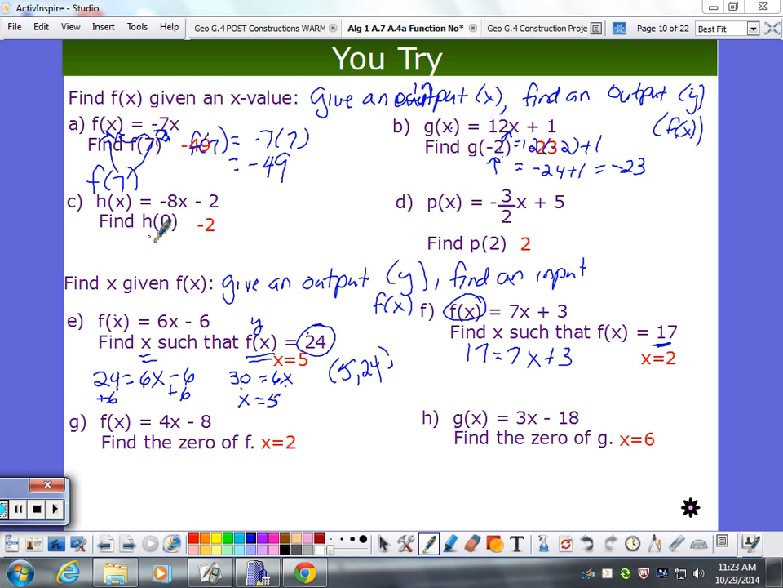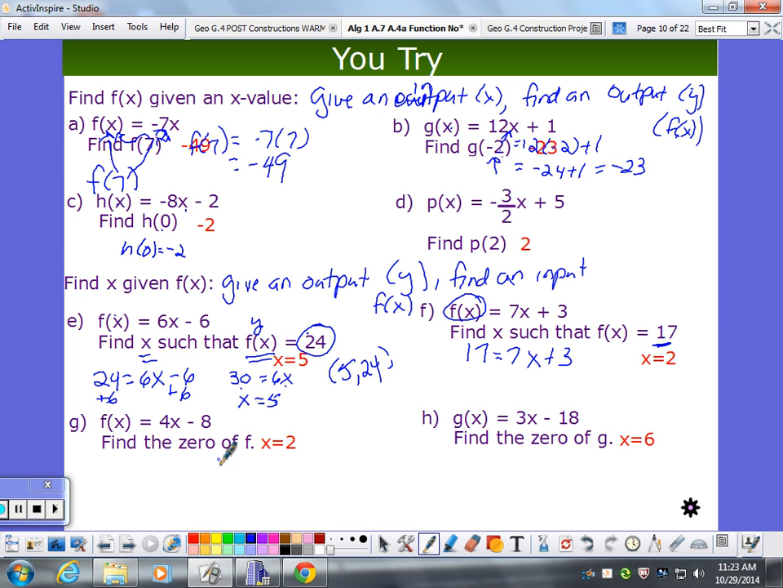H of 0 says x is 0 plus x. Negative 8 times 0 is gone, right? Minus 2. So h of 0 is negative 2. P of 2, you're plugging your 2 in here. So you have to know how to take the roots of 2. And the 2's cancel out. Negative 3 plus 5 is 2. That's when you're replacing the input. These are replacing the output.